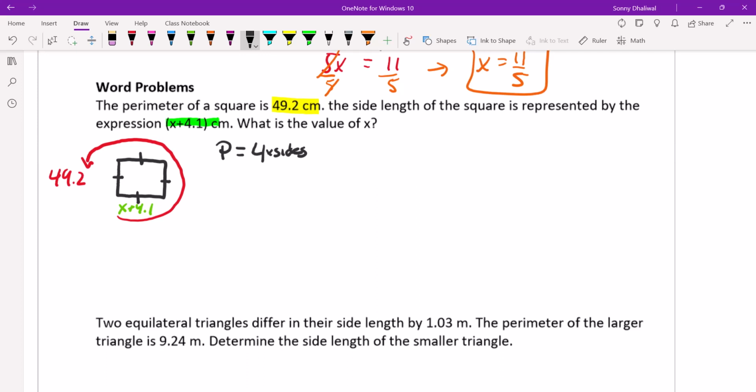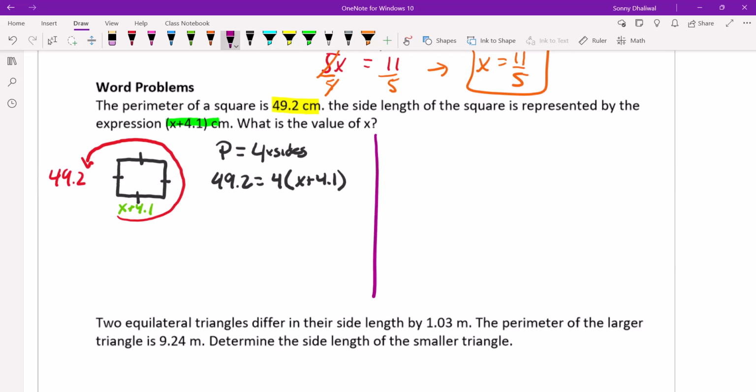Now, if you want to set up the equation, it'd be like, okay, the perimeter all the way around is 49.2. And there's 4 of them, so that's what we're going to multiply, and each side is x plus 4.1. Right? So that's how big each side is, x plus 4.1. Now we have the equation just like we had on the first page, which you can multiply and get rid of the brackets and move the numbers around, right? Which is fine. And I want you to be able to do that. But I also want you to be able to critically think about these questions, which makes solving them a little bit easier to do, right?